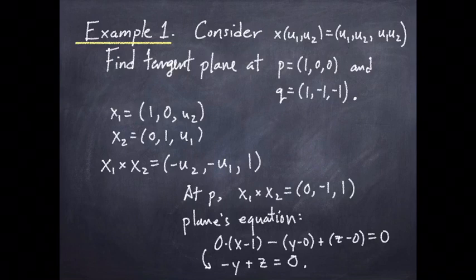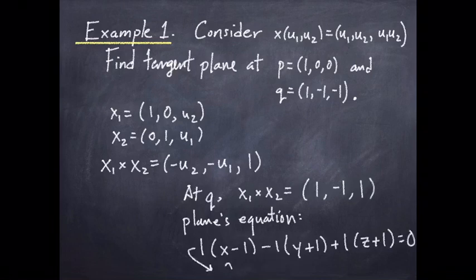To compute the tangent plane at Q, we notice that u1 should be 1 and u2 should be negative 1. So when we put those into that formula for the cross product x1 cross x2, we get (1, -1, 1). So that's our normal vector, and the plane passes through the point (1, -1, -1), and so we get this equation for that tangent plane, and that simplifies to x minus y plus z equals 1.